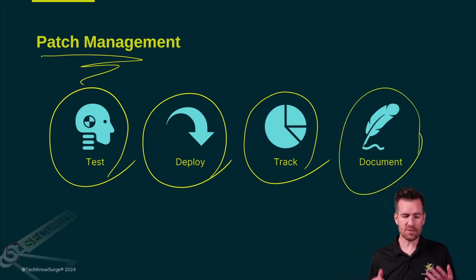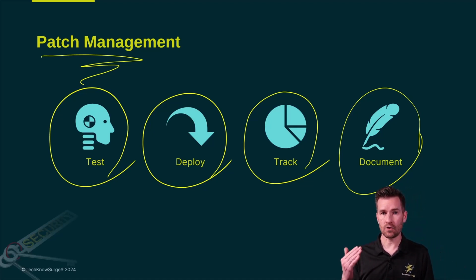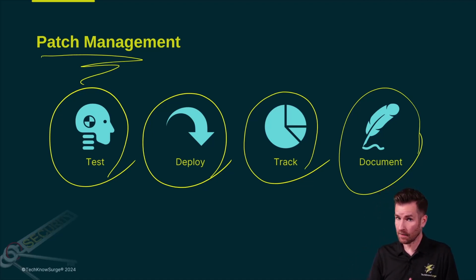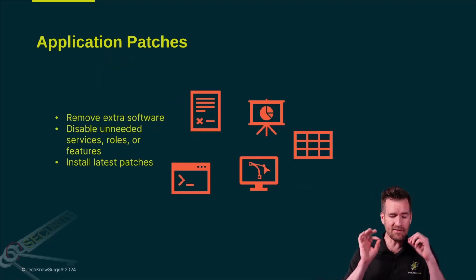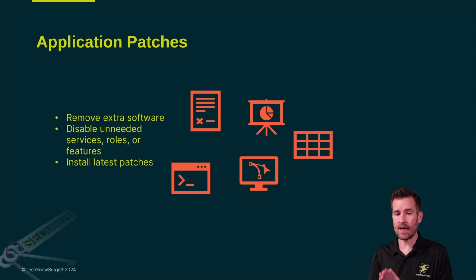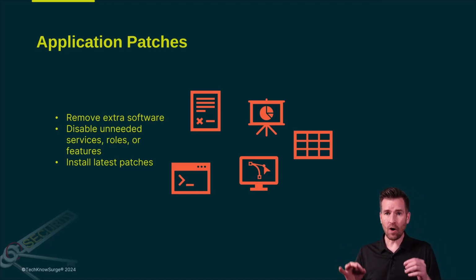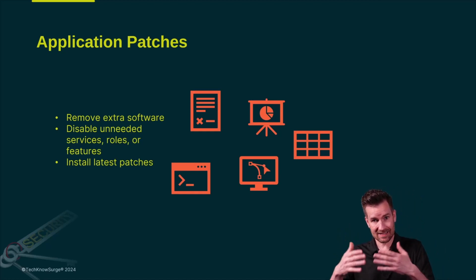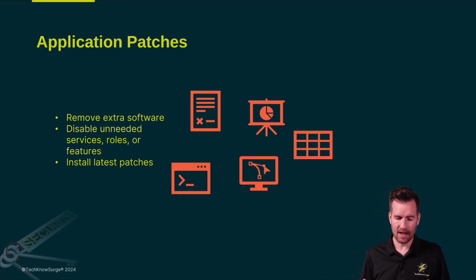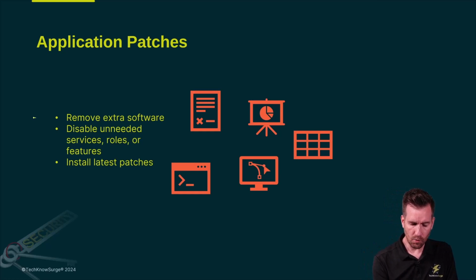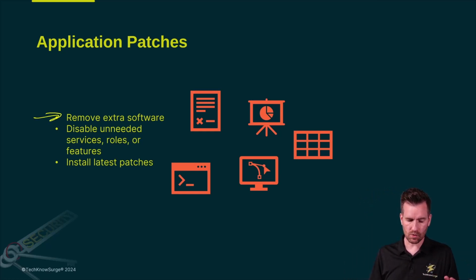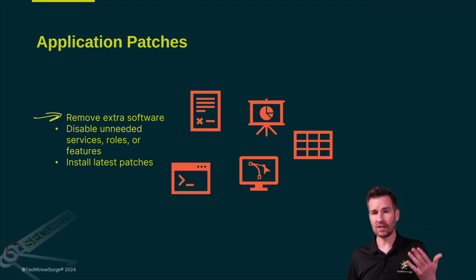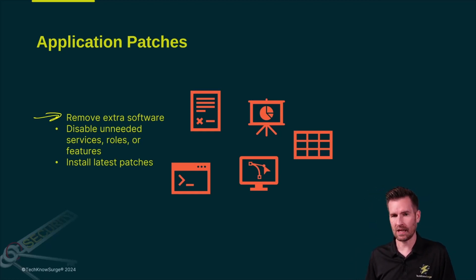So patch management is a huge part of making sure that your systems are hardened and continually maintained on an ongoing basis. And you don't want to leave out the applications that are on that machine as well, because not only does the machine's OS need to be patched and updated, but you've got software on there that needs to be updated and patched as well. So remove extra software, disable unneeded services, roles, or features, and install the latest patches on those applications.